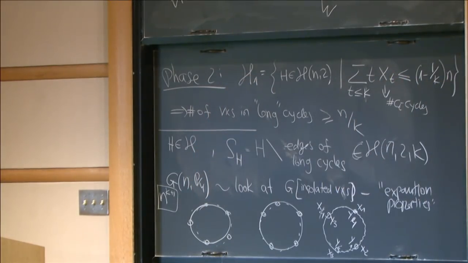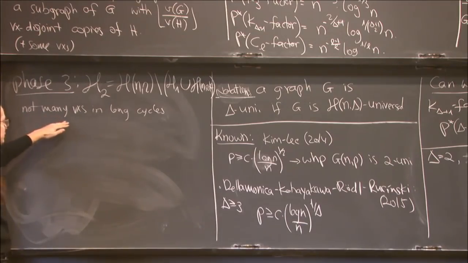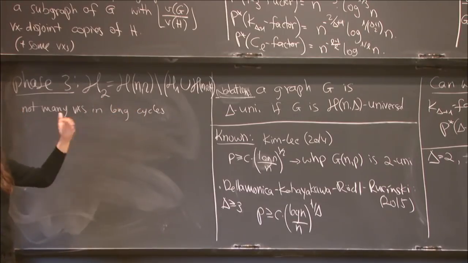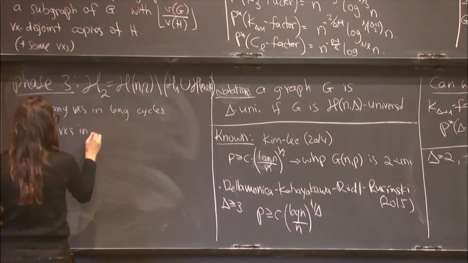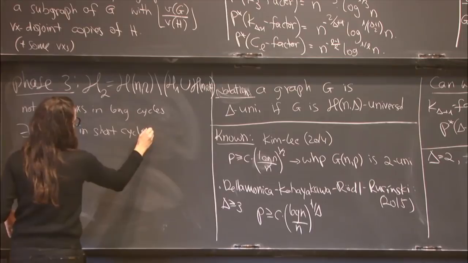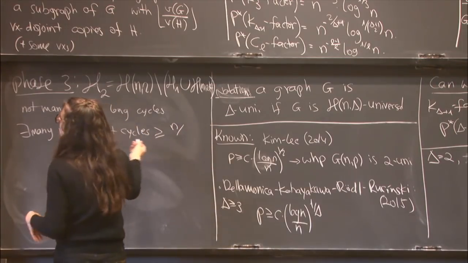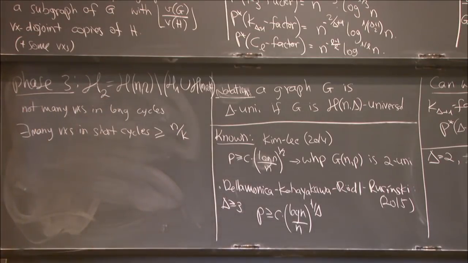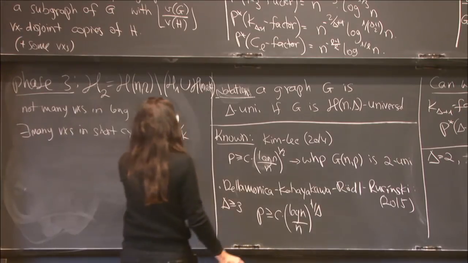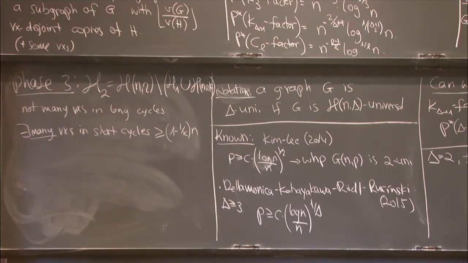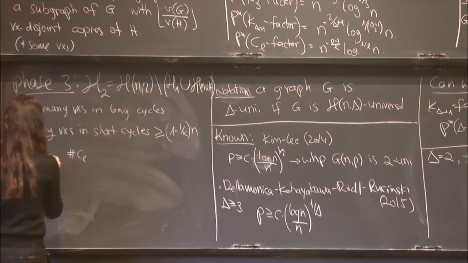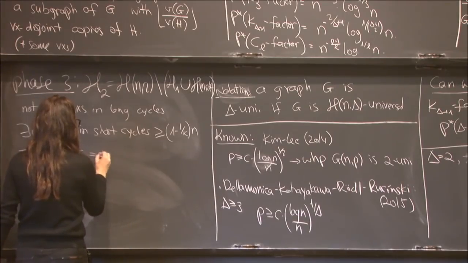So I want to still use what we already embedded in the first phase, and the idea will be as follows. Maybe I don't have many vertices in long cycles, but it means that I do have many vertices in short cycles. So there exist many vertices in short cycles, let's say at least n over k. Correct. And what matters is it's linear in n. So again, I can find some specific cycle that appears a linear number of times. So there exists L smaller than k such that the number of C_L is linear in n. Let's write just theta of n.